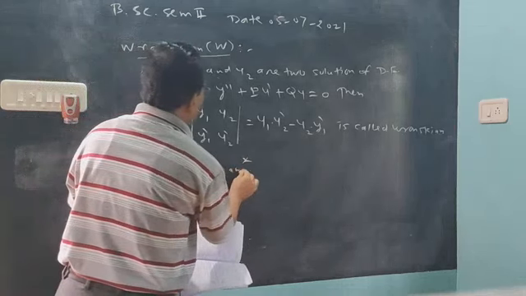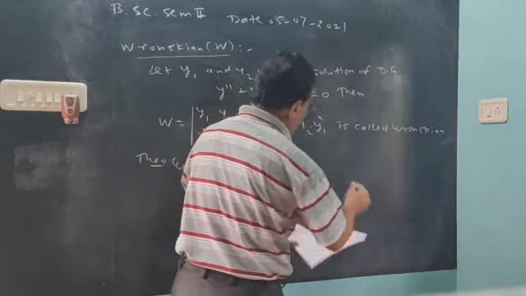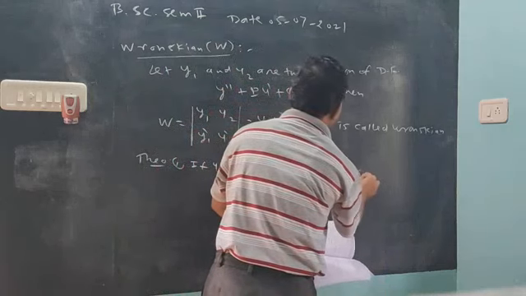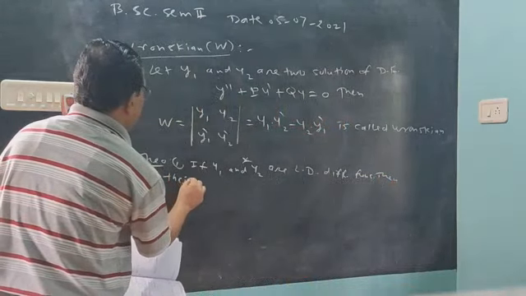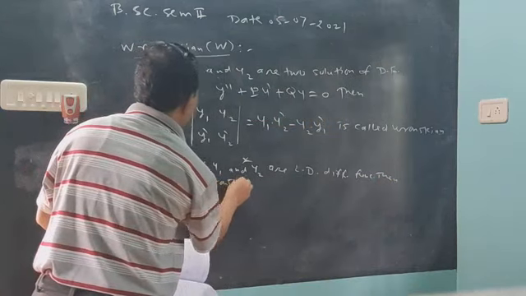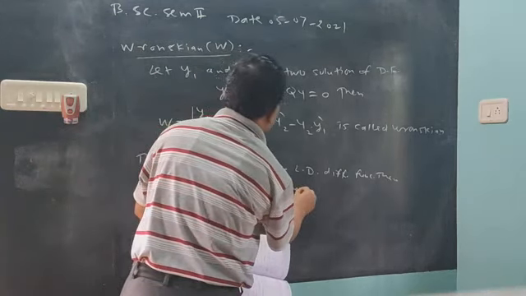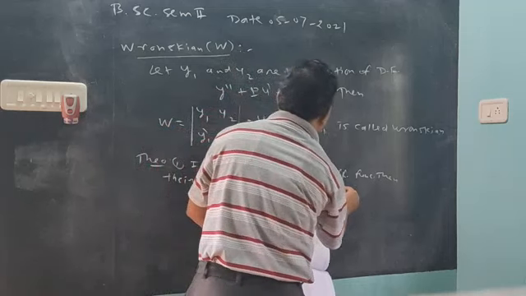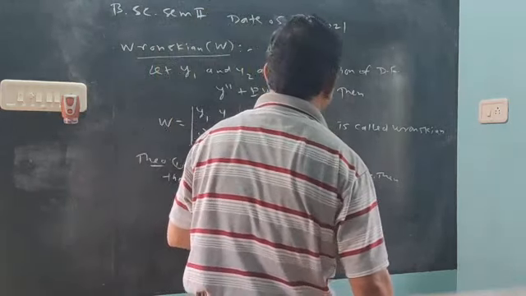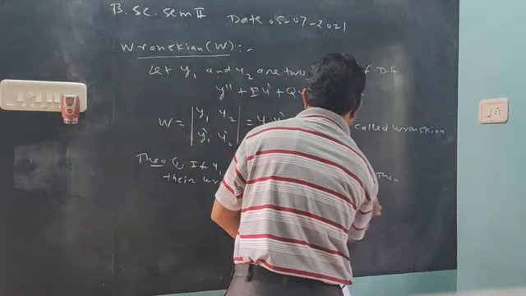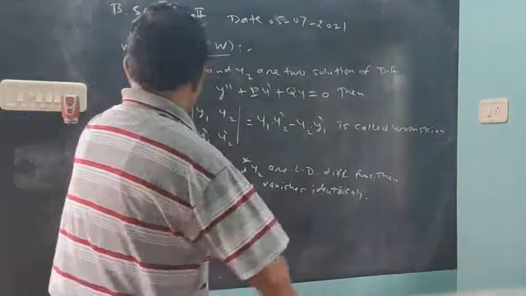If y1 and y2 are linearly dependent differentiable functions, then their Wronskian W vanishes identically, that is, it becomes zero. So, a simple proof.